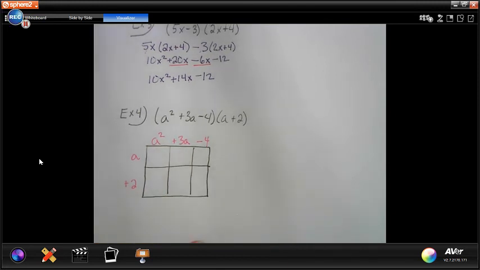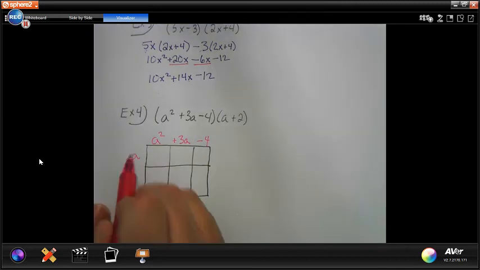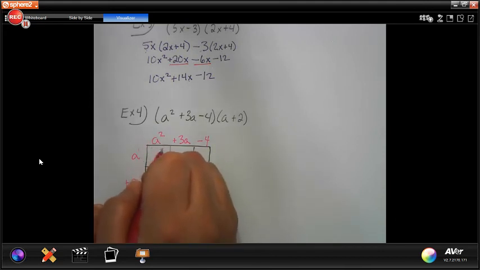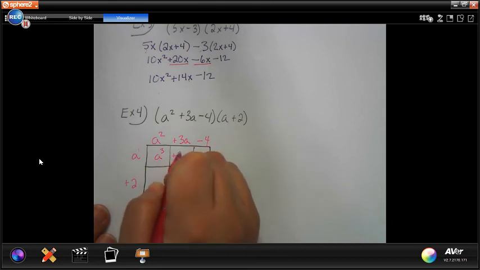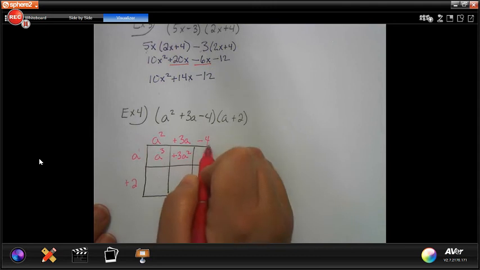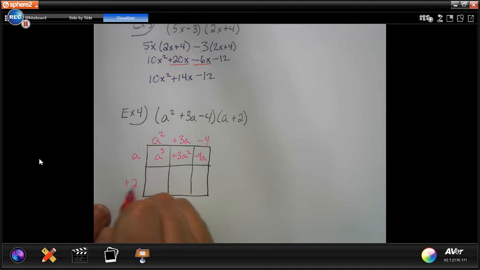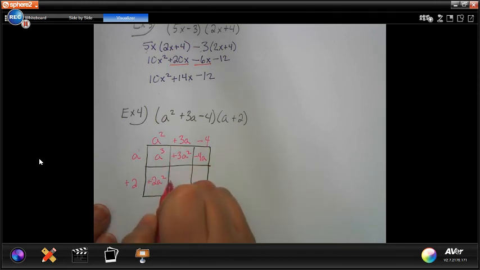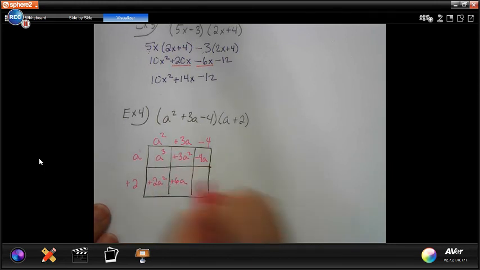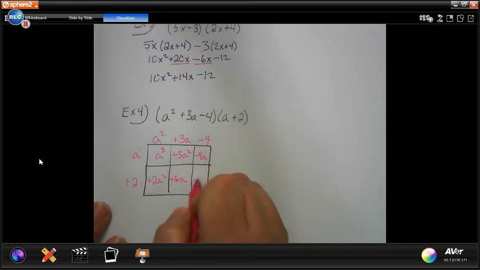Okay. And then we multiply the box. So a times a squared, remember you add the exponents. This has an invisible 1 exponent. So a times a squared is a to the 3rd power. A times 3a is a positive 3a squared. A times a negative 4 is negative 4a. And then positive 2 times a squared is a positive 2a squared. 2 times 3 is 6, so plus 6. And then the a tags along. 2 times negative 4 is negative 8.